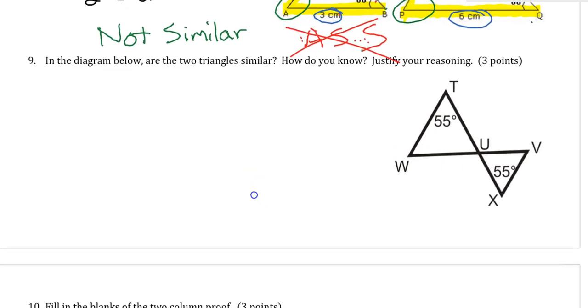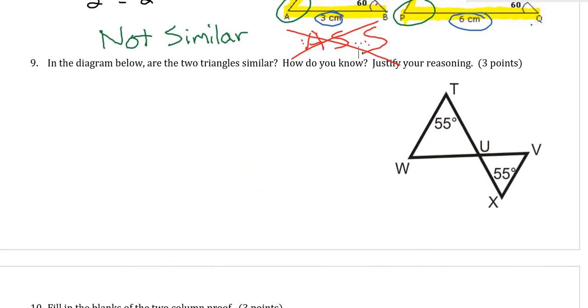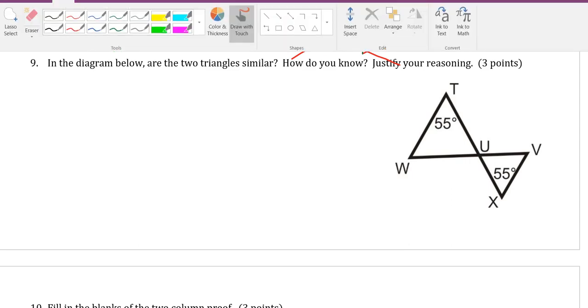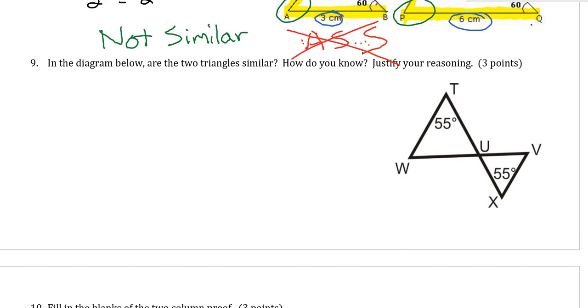Alright, let's look at number 9. In the diagram below, are the two triangles similar? How do you know? Justify your reasoning. Okay, so for this one, more than any of the others, we have to show why we know they're similar.